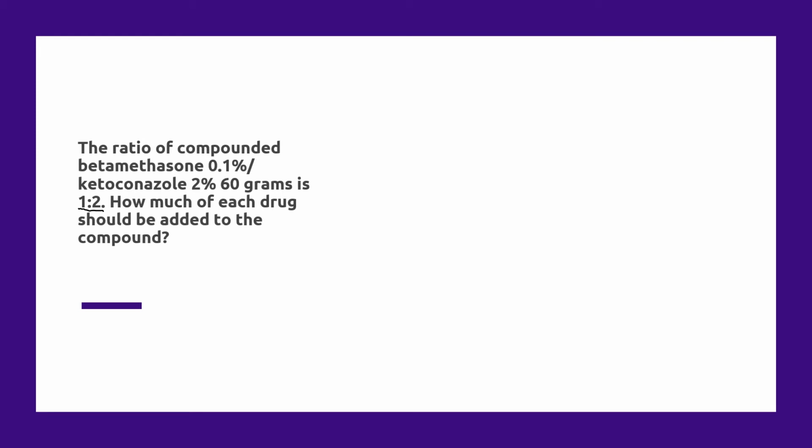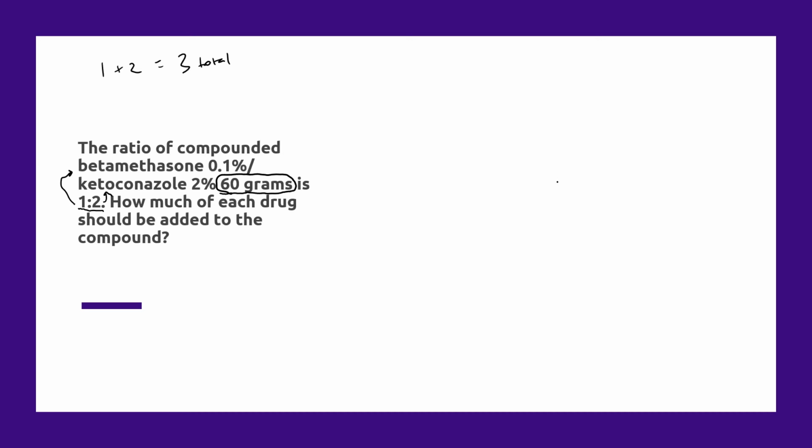Now, anytime you're dealing with a ratio that's expressed as a number colon another number, that's telling you how many parts of one versus how many parts of the other. So in this example, you got 1 part of betamethasone for every 2 parts of ketoconazole. That also means that you have 3 total parts, because you've got 1 part of one plus 2 parts of another. So to be able to calculate how much of each drug, you're simply going to multiply the total volume, or total weight of this cream or ointment or whatever it is, 60 grams.